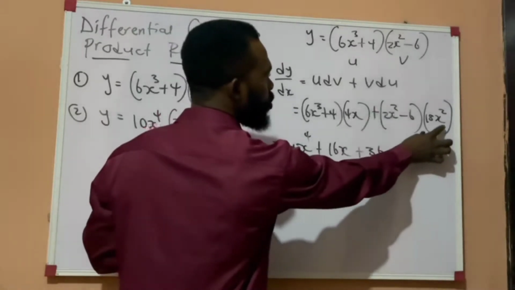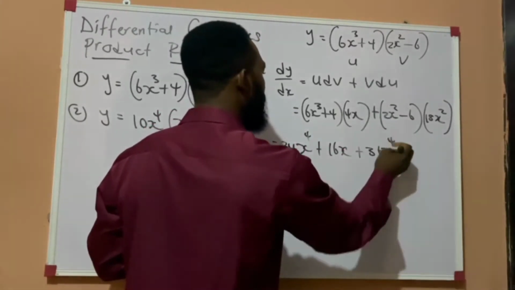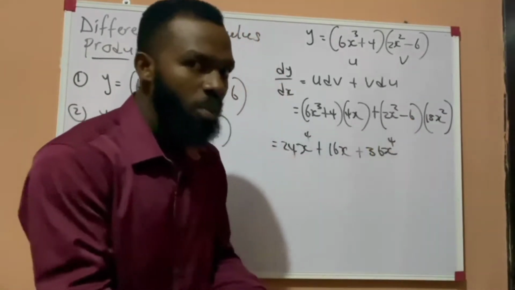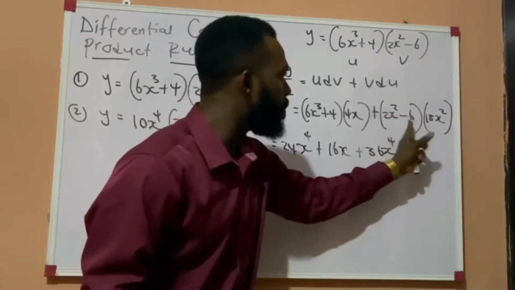And x raised to the power 2 times x raised to the power 2 still gives us x raised to the power 4 because 2 plus 2 is 4. Why is it possible for me to add 2 and 2? Because the bases are what?